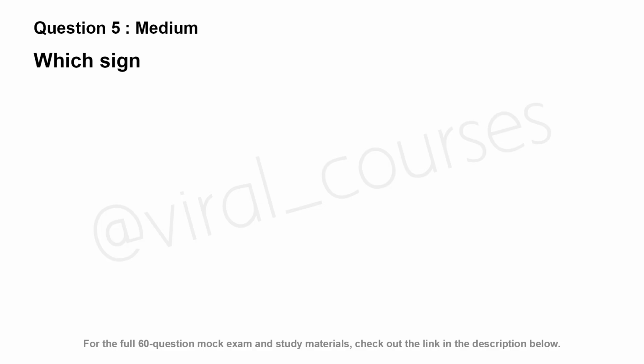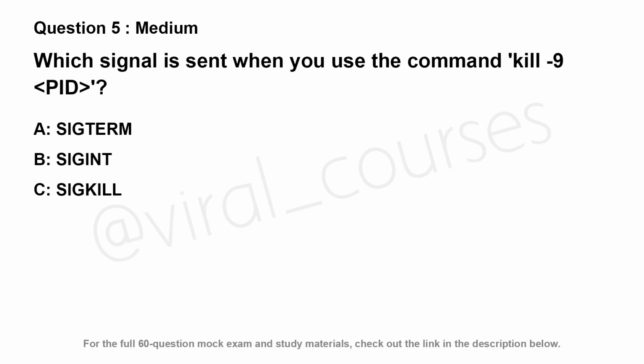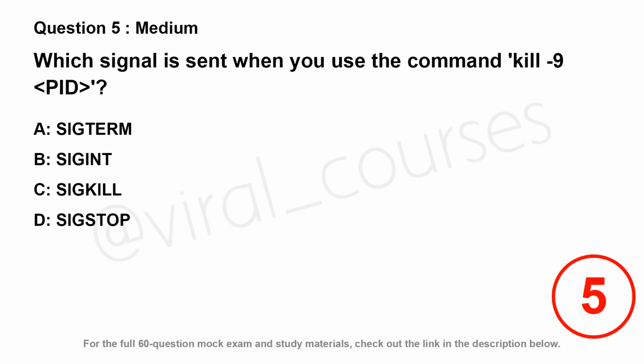Which signal is sent when you use the command kill -9 <PID>? Option A, SIGTERM. Option B, SIGINT. Option C, SIGKILL. Option D, SIGSTOP.